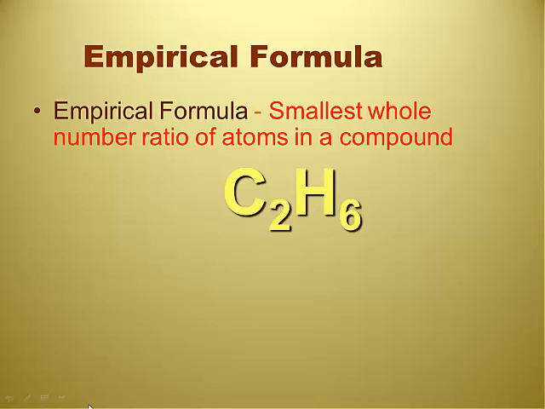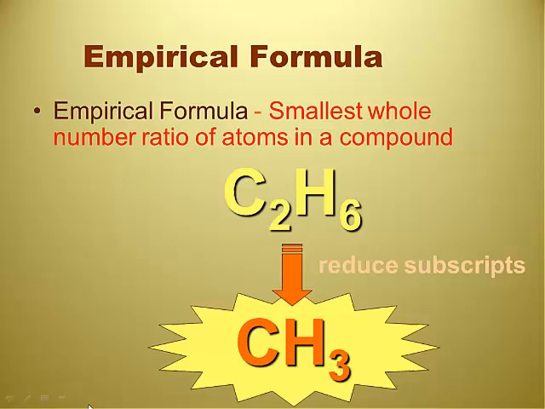No, it is not the smallest whole number ratio of atoms. I can reduce that down. The 2 and the 6 are both divisible by 2. Correct. So we could actually reduce those subscripts to CH3. That's an empirical formula, right down there, CH3. Now, that's pretty easy to do if you already know what the formula is.